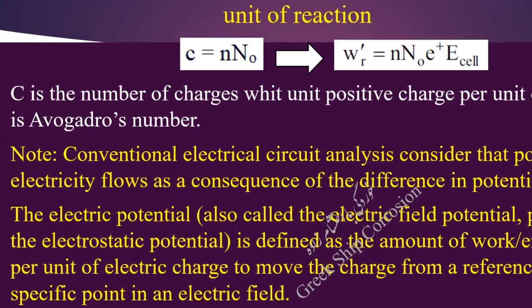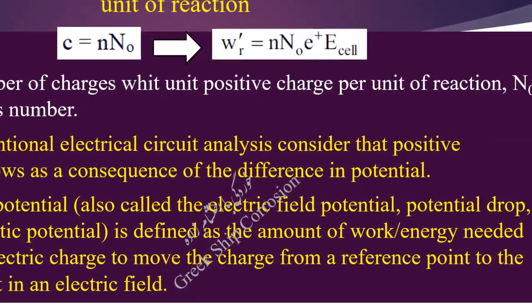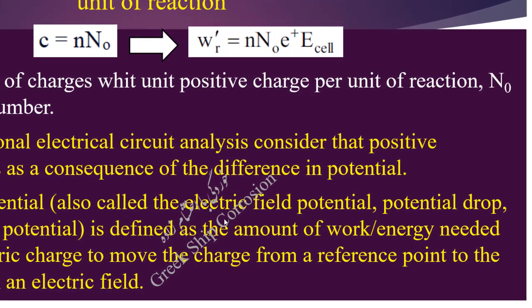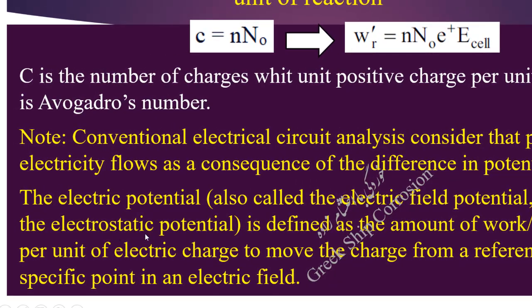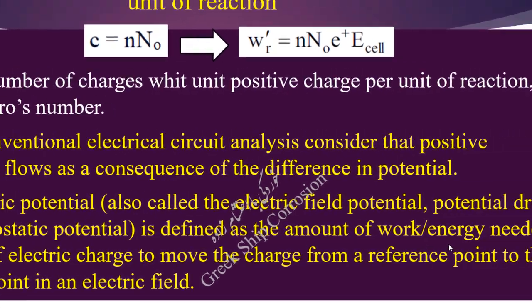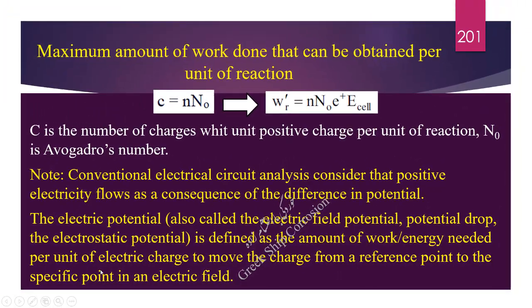Conventional electrical circuit analysis considers that positive electricity flows as a consequence of the difference in potential. The electric potential, also called the electric field potential, potential drop, or electrostatic potential, is defined as the amount of work or energy needed per unit of electric charge to move the charge from a reference point to the specific point in an electric field.